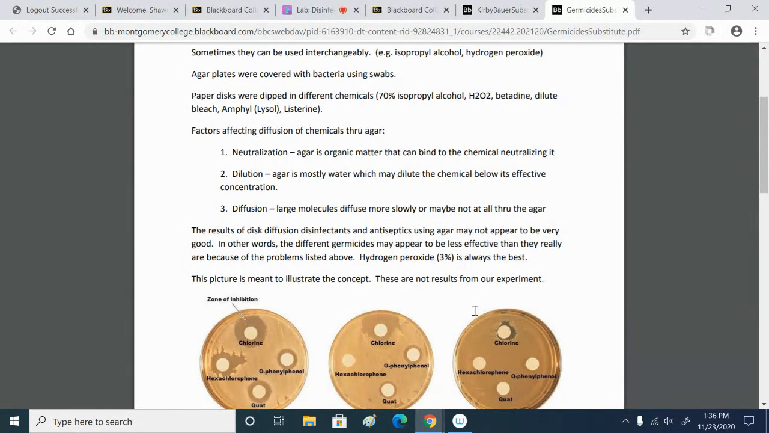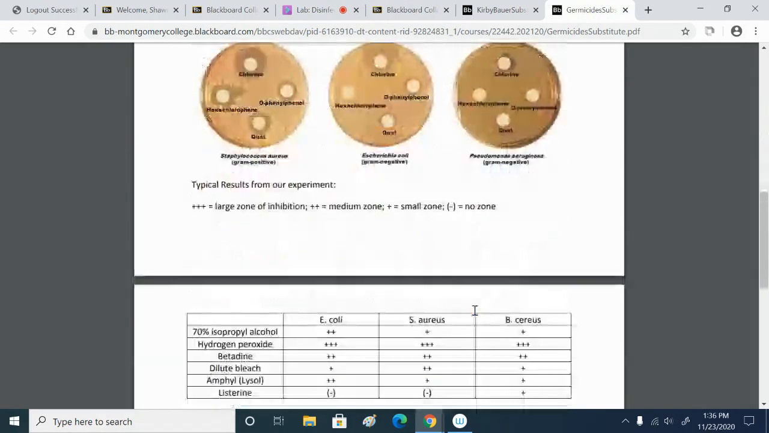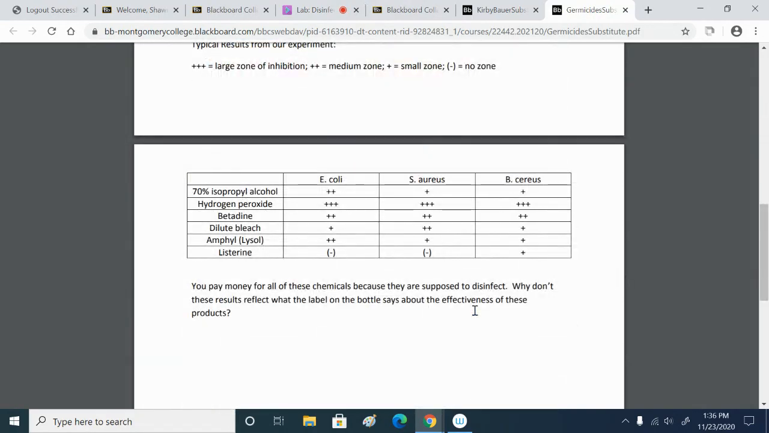So because of these three problems, the diffusion results are not as good as we expect, right? Because the chemicals are either being neutralized, diluted, or are slowly diffusing through the agar. So they may be inhibited in the agar. So that's why our results don't look that great, right?